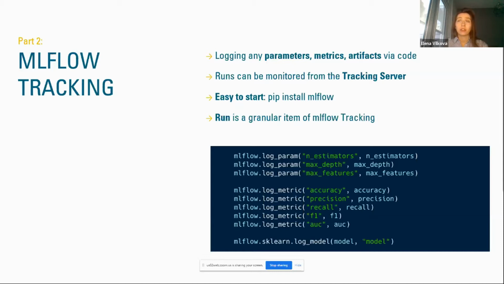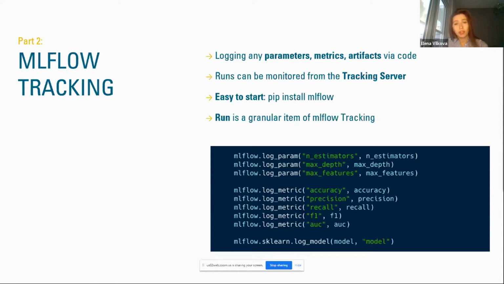After that, these values can go to the tracking server, and you can easily monitor these values afterwards by visualizing them in the tracking server UI. And we will see these capabilities today as well. So first of all, it's very easy to start with MLflow. It's just a library that you can easily install via pip install mlflow. What you should know for now, I think the main point is that a run is the core granular item of MLflow tracking. And later on, we will work with these runs and experiments. So I hope you will understand it better.